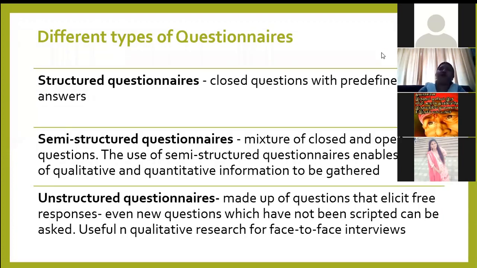There are different types of questionnaires. First is structured questionnaires, second is semi-structured questionnaire, and third is unstructured questionnaires. In the case of structured questionnaires, most often it will contain closed questions with predefined answers. Closed questions means predefined answers. All options will be given, and the respondents have to select their option. So in a structured questionnaire, all the questions will have predefined answers. The respondent has to select his answer.